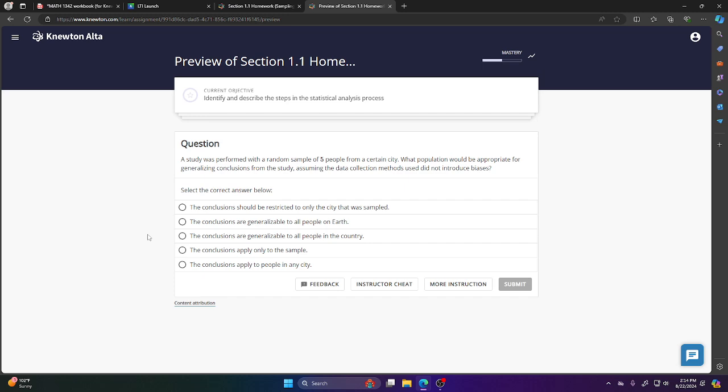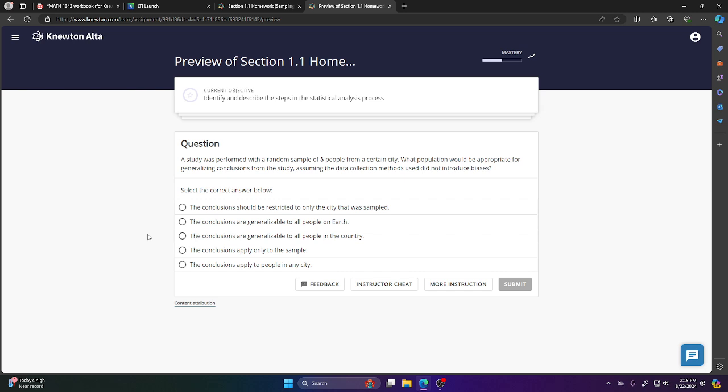A study was performed with a random sample of 5 people in a certain city. What population would be appropriate for the study? Data collection, so it did not use bias. Okay, so they're saying, what population should we have? Random sample of 5 people in a certain city. What's the population? The city, yeah, I would say so. Everyone on Earth. 5 people decide everything on Earth.